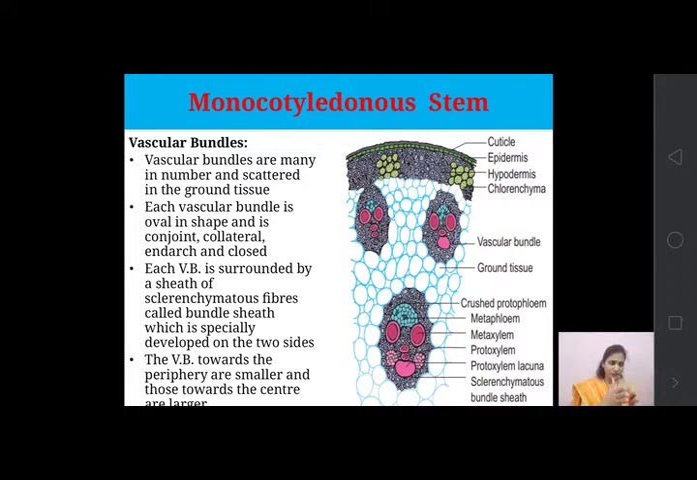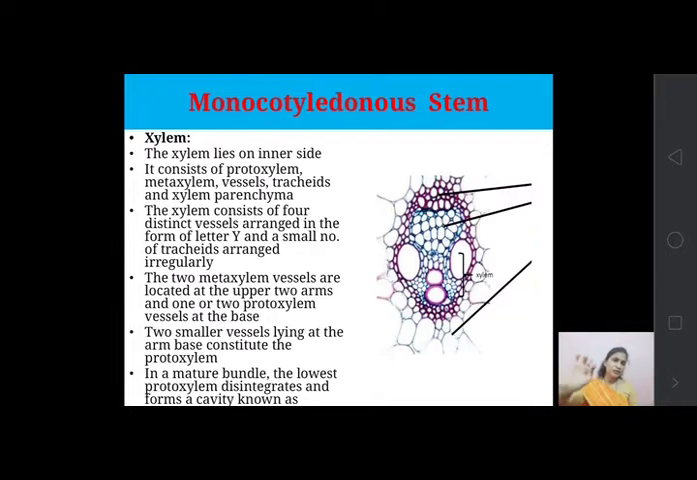Now we will see the xylem and phloem, that is, which type of tissues the xylem is made up of, and the phloem also. In this figure, we focus on only one vascular bundle. Then we can see this type of structure, the oval structure of the vascular bundle. Then you can see the violet colored, thick walled cells, that is the bundle sheath. The upper part and the lower part are more in number as compared to the sides.